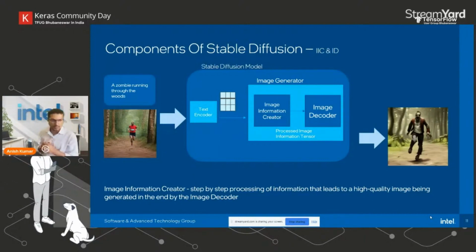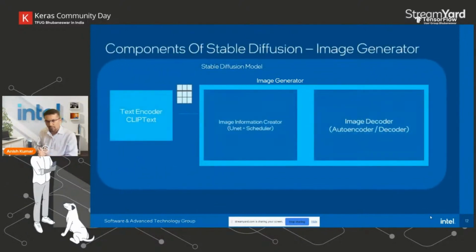Based on the kind of accuracy that you need, you can play around with those numbers for the specific use case that you're dealing with. So it iterates through that process, and finally it generates a high quality intermediate token that it gives to the image decoder. And the image decoder takes that token from the image information creator, and basically generates the final image for you. So if you see, internally, stable diffusion is actually a combination of three different models.